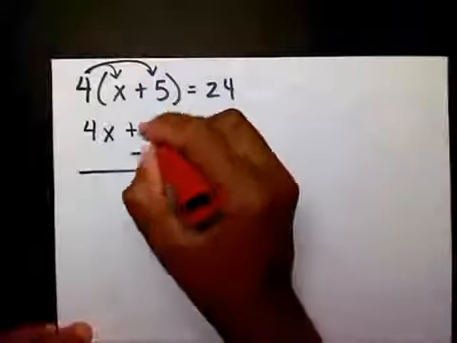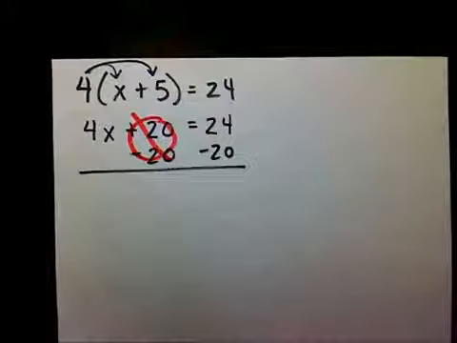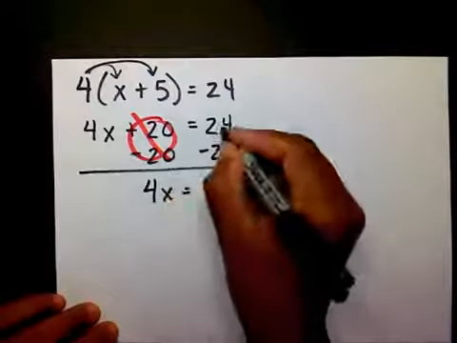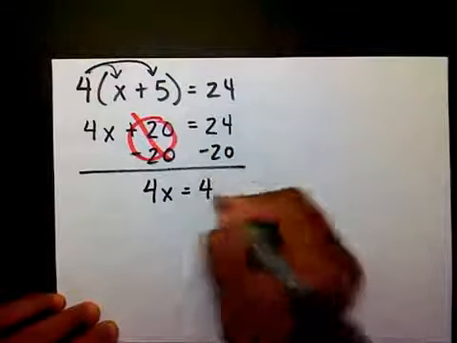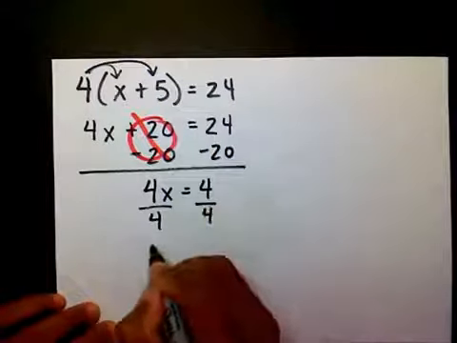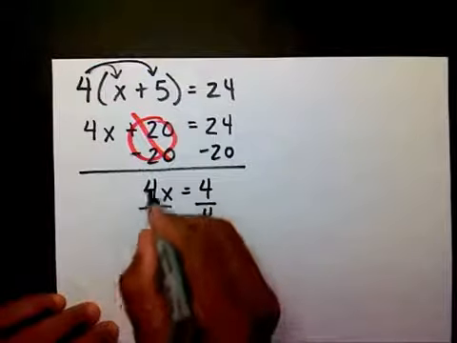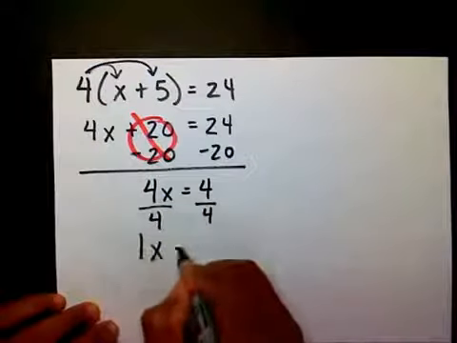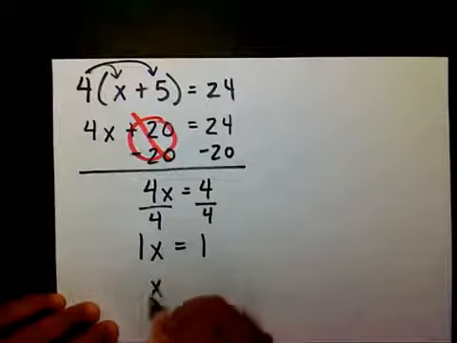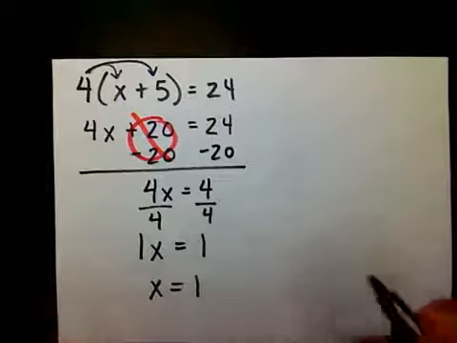My 20s are going to cancel out. That's going to leave me with 4x equals 24 minus 20, which is 4. I'm going to divide both sides by 4. So 4 divided by 4 is 1. x equals 1. And I can simplify this a bit more by just writing x equals 1.